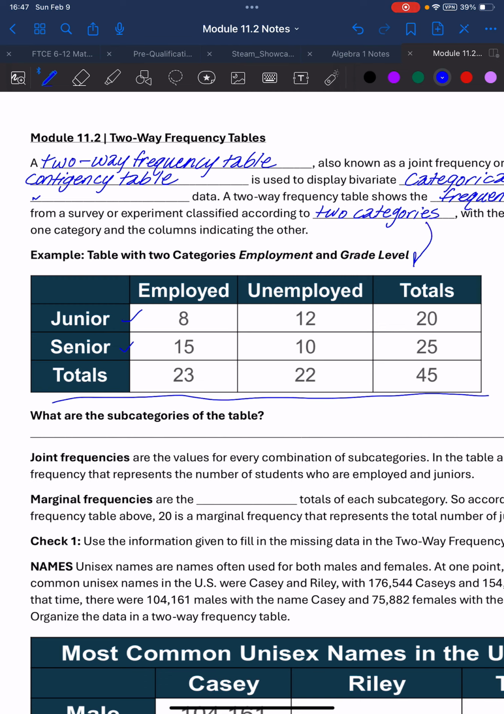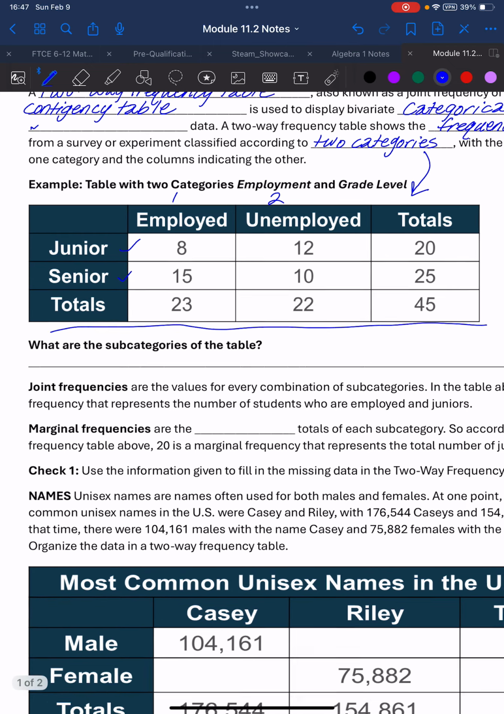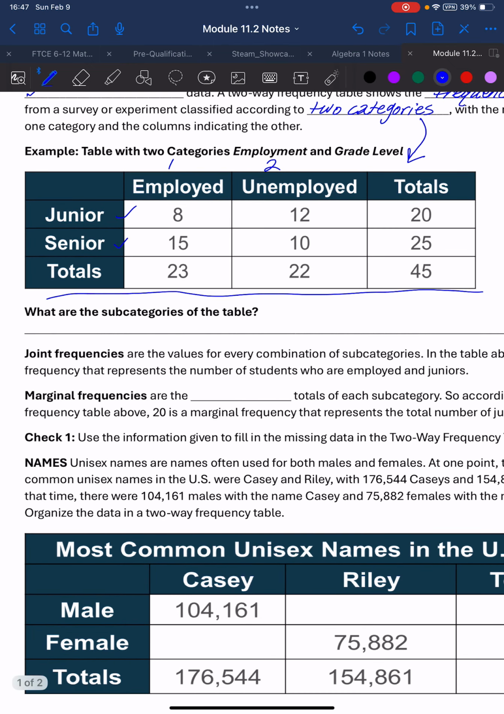And look, that's exactly what we have right here. We have one category of employed, second category of unemployed, okay? So we have our example down here. Now, let's get to our first example question. It says, what are the subcategories of the table? Okay, well, we just went over it. The subcategories of our table are juniors, okay, and seniors.